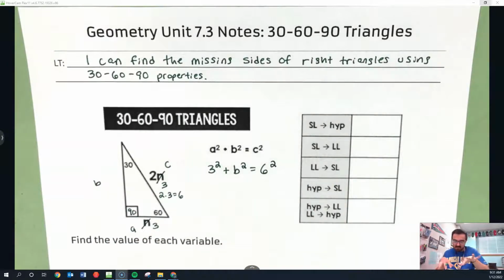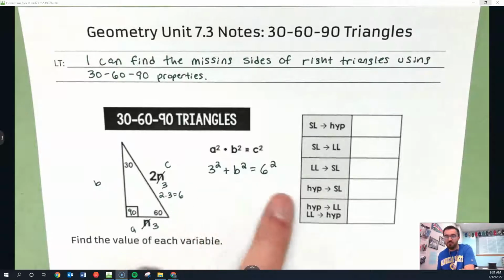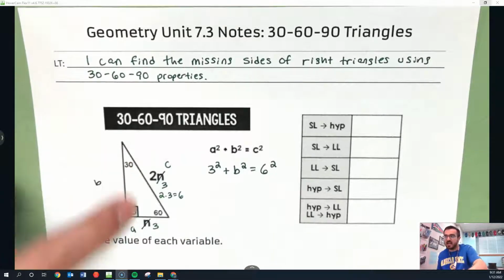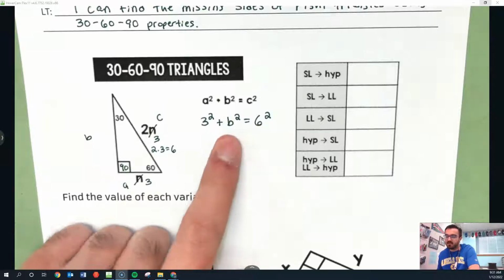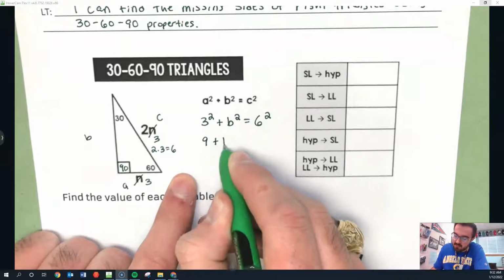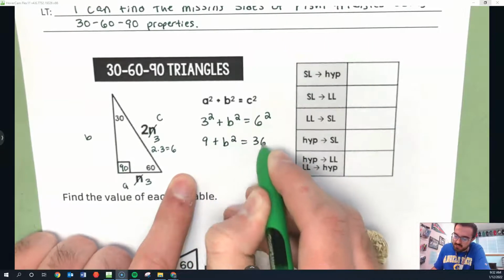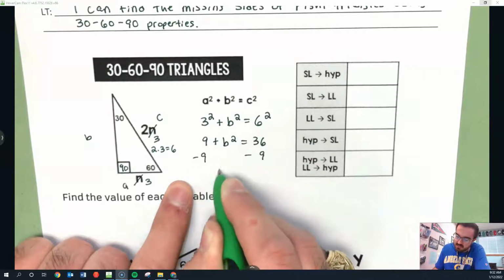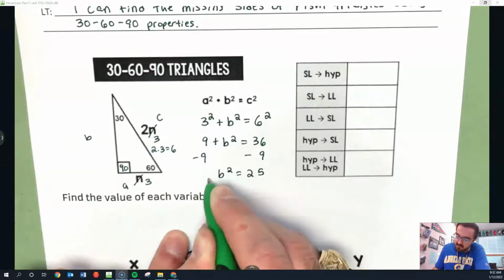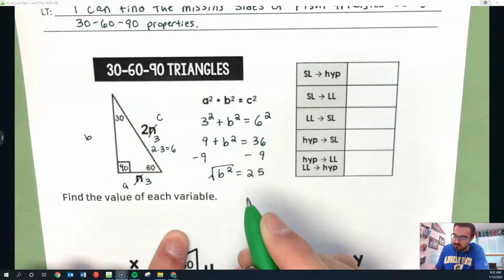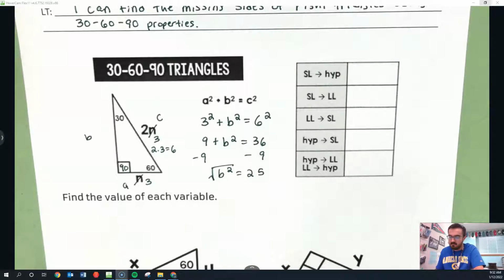Again, this is detailed. This isn't exactly what you need, but I'm just showing you how we get there. This would be our equation if we're trying to figure out what this side is. We're trying to find b squared. So 3 squared would be 9, plus b squared equals 36. Subtract 9 on both sides. b squared would equal 27, my fault.